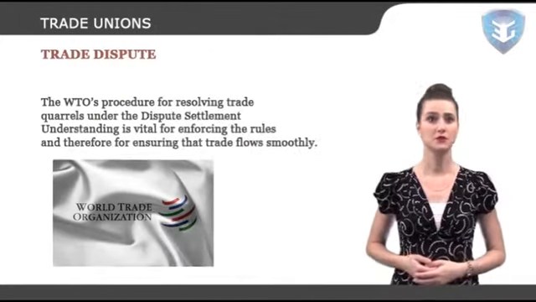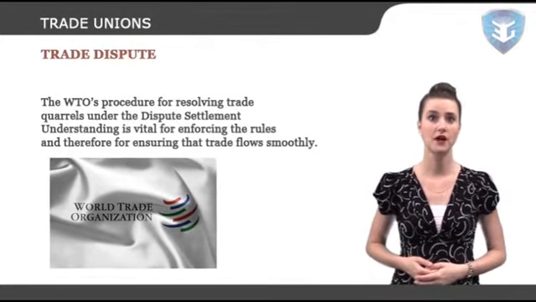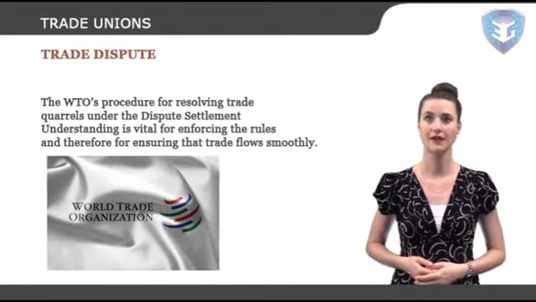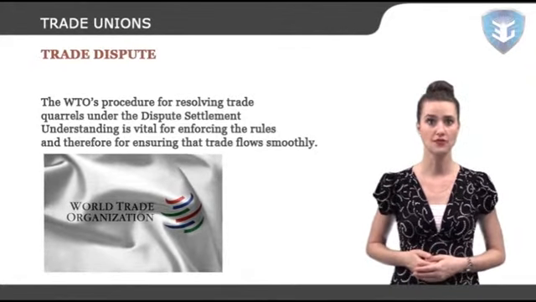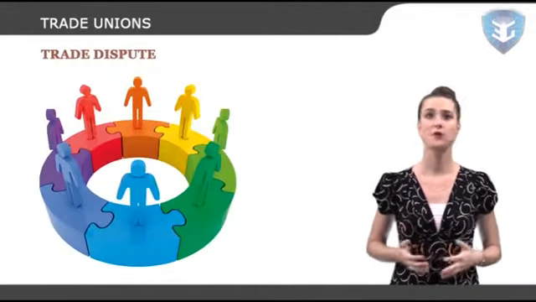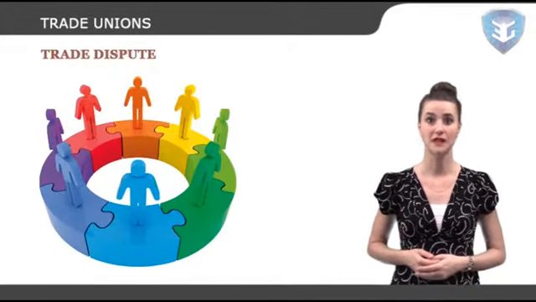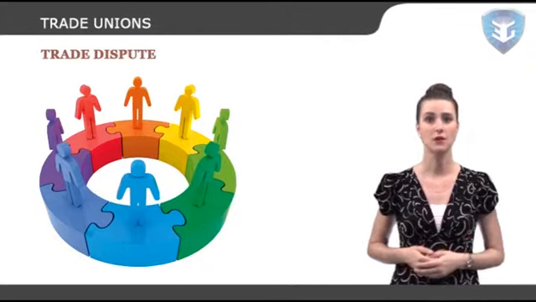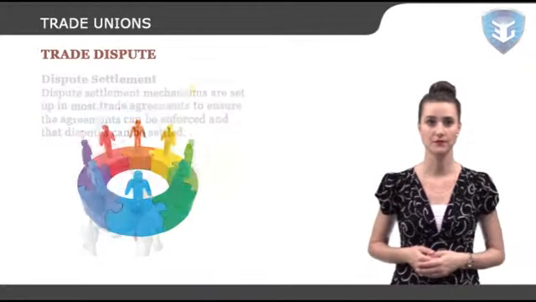The WTO's procedure for resolving trade quarrels under the Dispute Settlement Understanding is vital for enforcing the rules and therefore for ensuring that trade flows smoothly. A dispute arises when a member government believes another member government is violating an agreement or a commitment that has been made in the WTO. The authors of these agreements are the member governments themselves. The agreements are the outcome of negotiations among members.